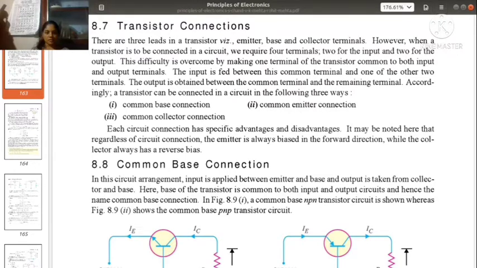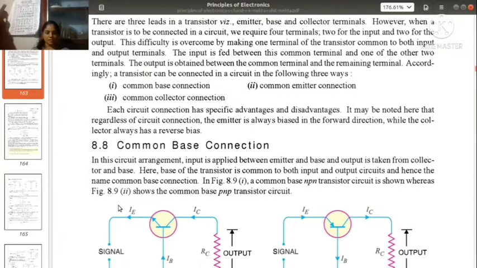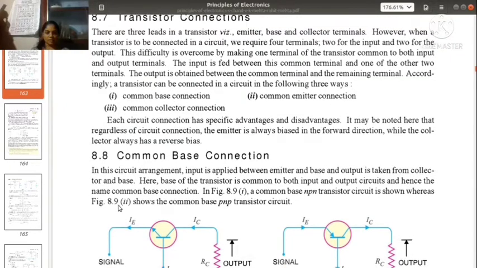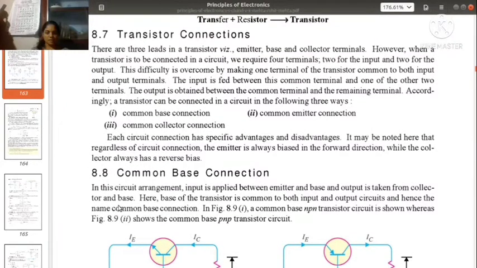So we need at least four terminals for it to be introduced in a circuit. This is quite difficult. In order to overcome this difficulty, we can keep one of these terminals common to the other two. That is, we have three regions: emitter, base and collector.